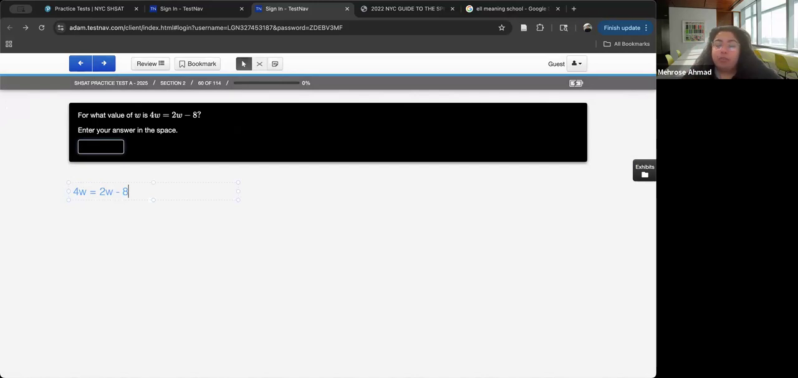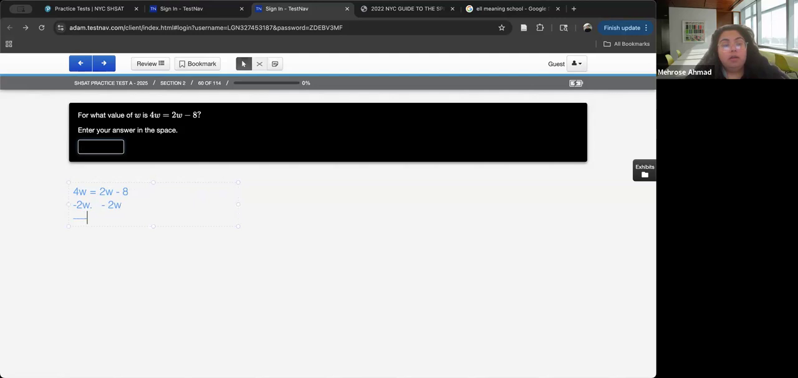Again, for math questions, I would highly recommend doing this on paper, pencil, old school style. What do I want to do to solve this question? I need to solve for W. How am I going to do that? I'm going to isolate W on one side. How am I going to do that? I'm going to subtract 2W from both sides. So minus 2W, minus 2W.